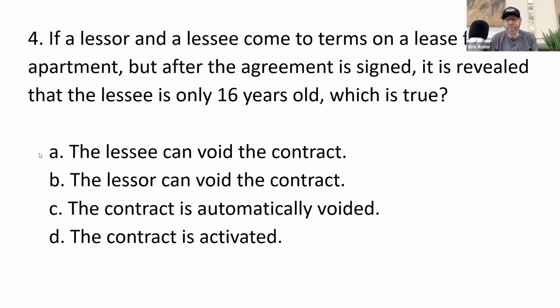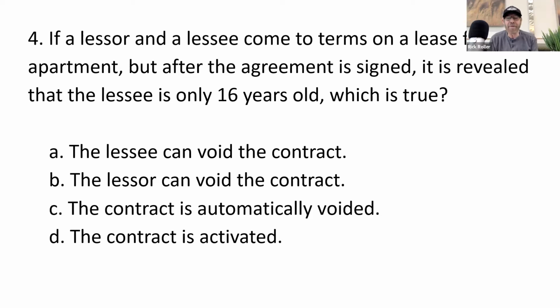So if a landlord and a renter come to terms on a lease for an apartment, but after the agreement is signed, it's revealed that the lessee, that's the renter, is only 16 years old. I mean, some 16-year-olds look pretty dang old, so which is true? A, the lessee, that's the tenant, can void the contract. B, the lessor, the landlord, can void the contract. Out of those two, which one lacks capacity? The landlord, we assume that they're of age and they have capacity. The only thing we know for sure from this question is that the lessee, the tenant, didn't have capacity. So far, A has got a star on that one.